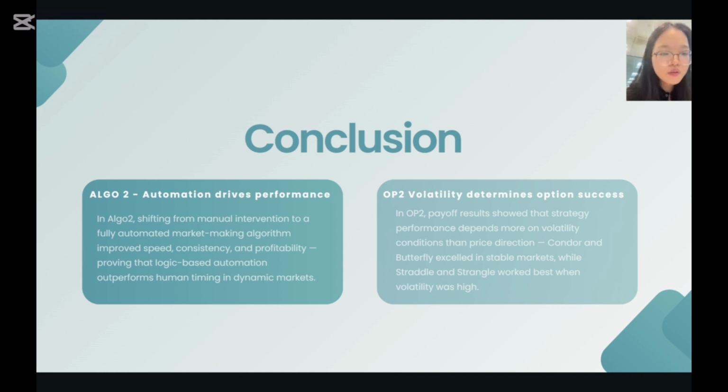And about OP2, volatility determines option success, in which payoff results show that strategy performance depends more on volatility conditions than price direction. Condor and butterfly excel in stable markets, while straddle and strangle work best when volatility is high.